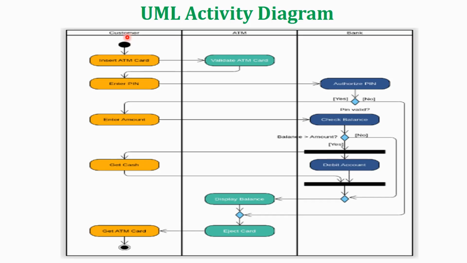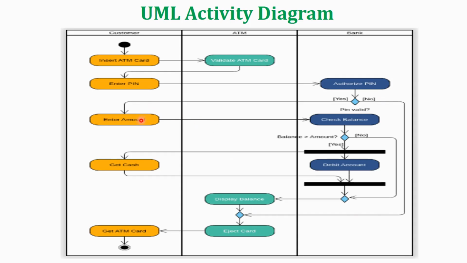For example, first initiate the operation. The customer will insert the ATM card. Again, the ATM machine will verify whether it is a valid card or not. If it is a valid card, it will show, enter the PIN number. The customer will enter the PIN number. Again, the PIN number is verified in the bank. If it is a valid PIN number, then it will show, enter the amount. If it is not a valid PIN number, it will go to the exit state.